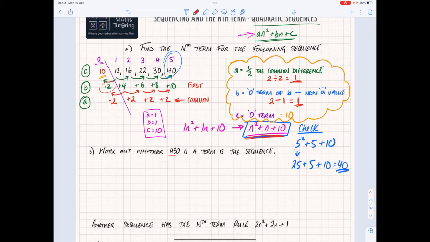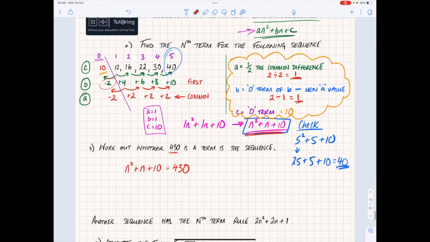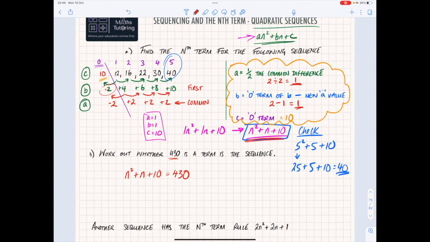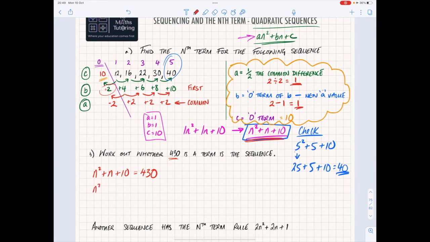So what I'm saying is, is 430 a term in the sequence? Well, if it is, I could say n squared plus n plus 10 equals 430, because it should be in the sequence, right? So there's a couple of ways we can think about this. We know it's a quadratic, so in order to solve a quadratic, let's make it equal 0. So you want to rearrange this: n squared plus n plus 10 minus 430 equals 0.